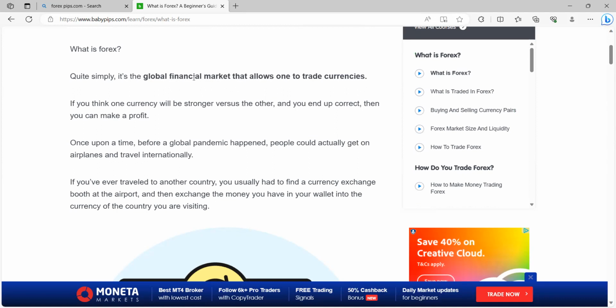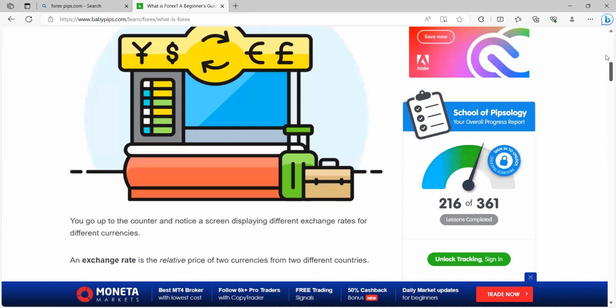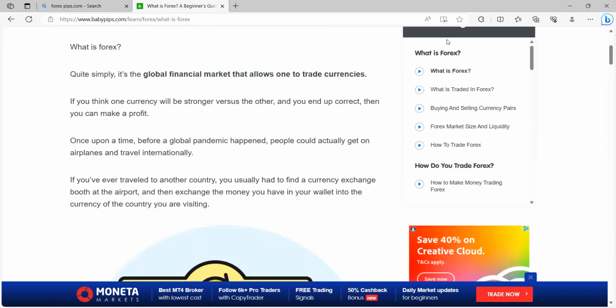Okay, what is forex? Maybe you can take this. The global financial market that allows one to trade currencies. And write it down. Take that note down. Right, you just giving me broke down what to write.